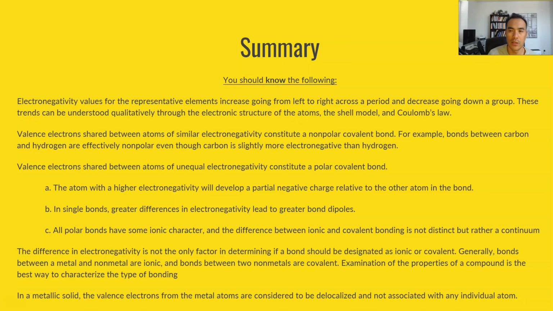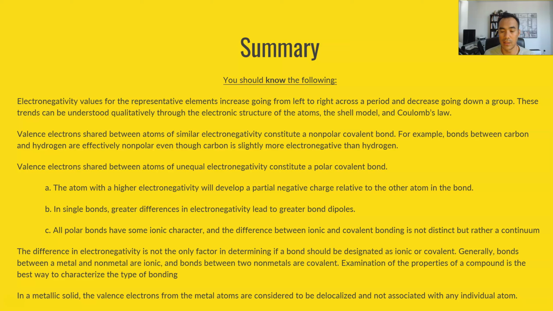All right, in summary, you need to know a couple of things. The electronegativity generally increases left to right and decreases down a group, very similar to ionization energies. Coulomb's law is a great way to explain electronegativity and ionization values, so be sure to check those out. Valence electrons are going to be used for covalent bonding, and generally you're going to have higher electronegativity differences for different bonds, and the differences for polarity are going to really depend upon whether something's ionic or covalent.